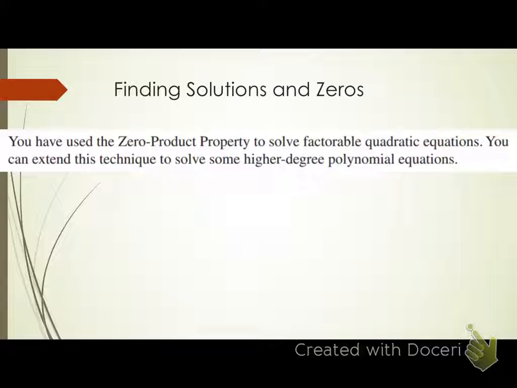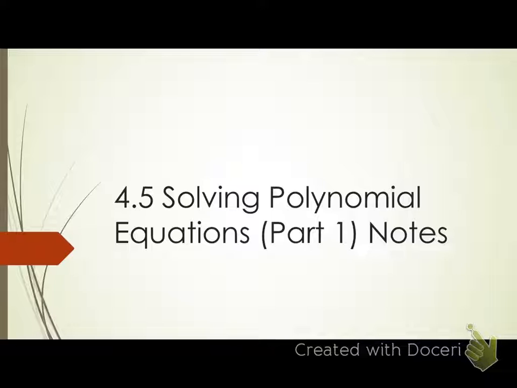So in the past, in Algebra 1, and in this class before, we've used the zero product property to solve factorable quadratic equations. You can extend this technique to solve some higher degree polynomial equations. Can someone raise your hand and remind me what the zero product property is? Does anyone remember?